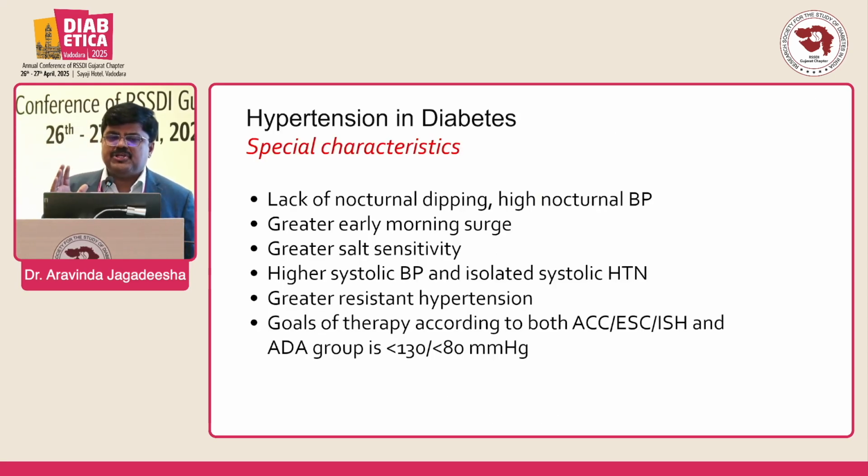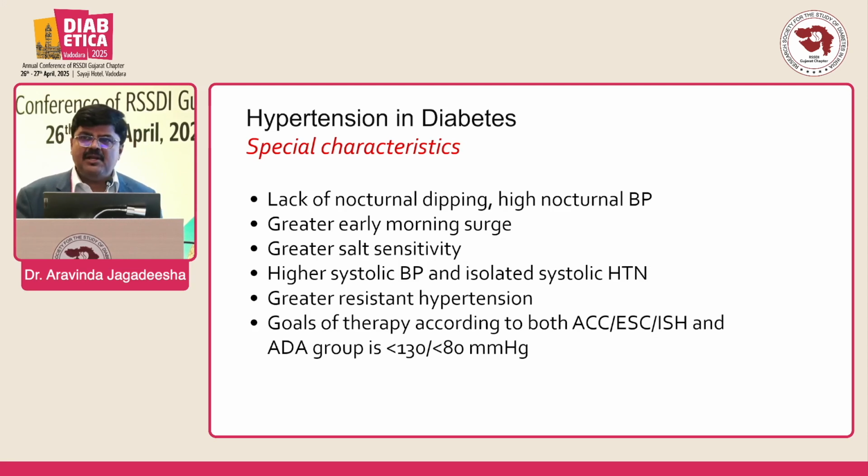So what is the special characteristic? This is an important slide to know about hypertension in diabetes, how it is different from other associated diseases. The lack of nocturnal dipping, high nocturnal BP, greater early morning surge, greater salt sensitivity, higher systolic blood pressure and isolated systolic hypertension, greater resistant hypertension.